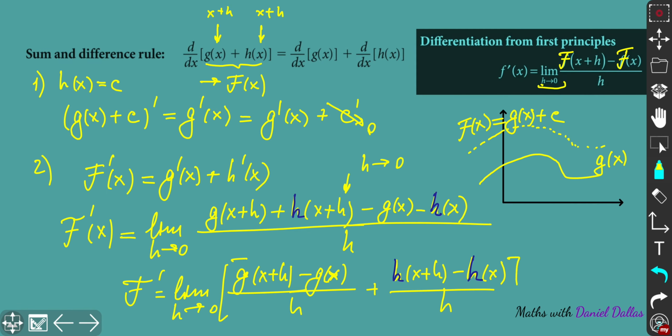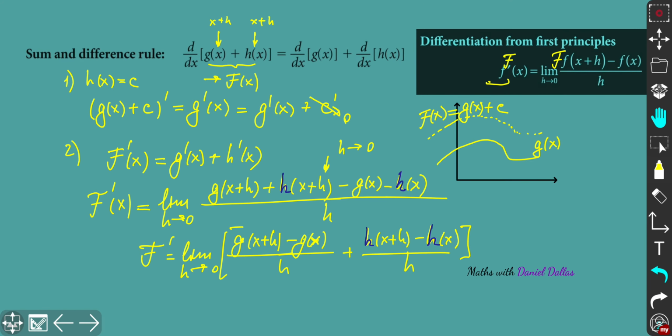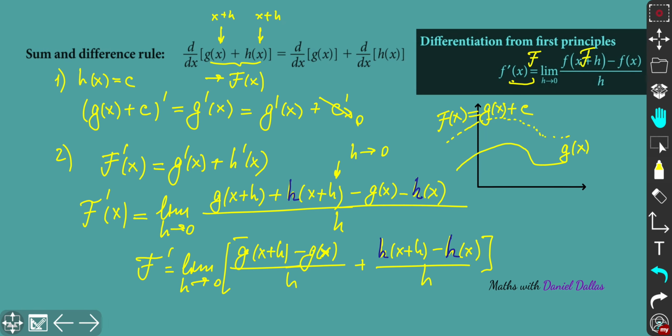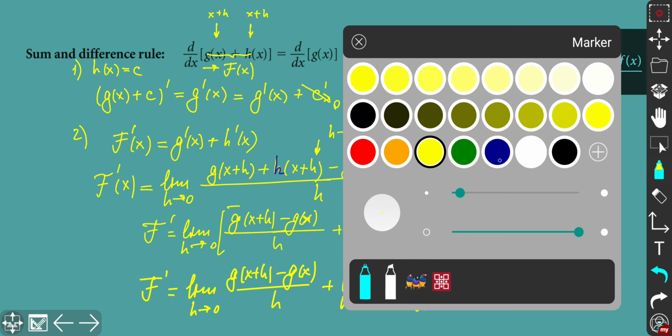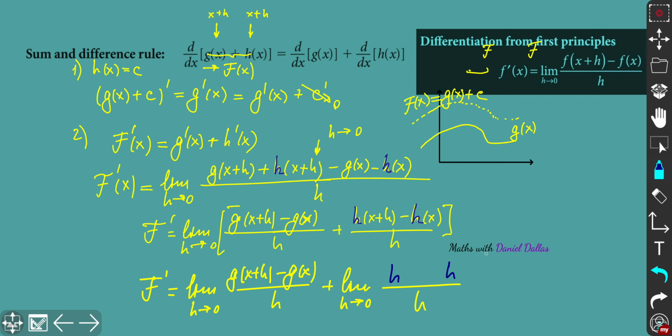And finally, what we'll have, if I squeeze that, just simply lift it up, I will have the following. So F prime is going to be equal to the limit of the first fraction, g(x plus h) minus g(x) over h, plus the limit of another fraction which contains those h functions. So that's why I just changed the color: h(x plus h) minus h(x) over h. Okay, and what do you think, the first one is g prime by definition, and the second one is going to be h prime by definition.